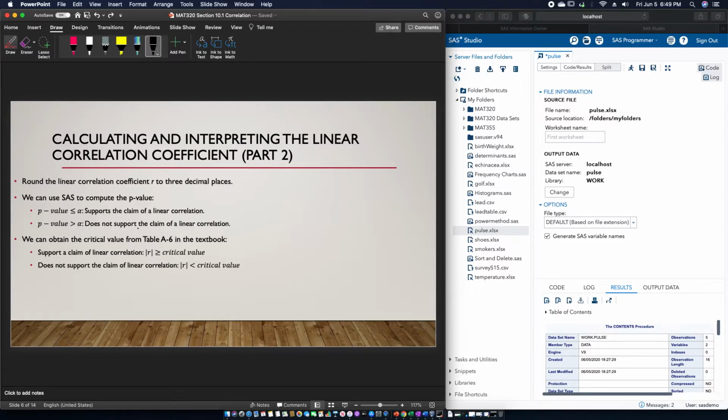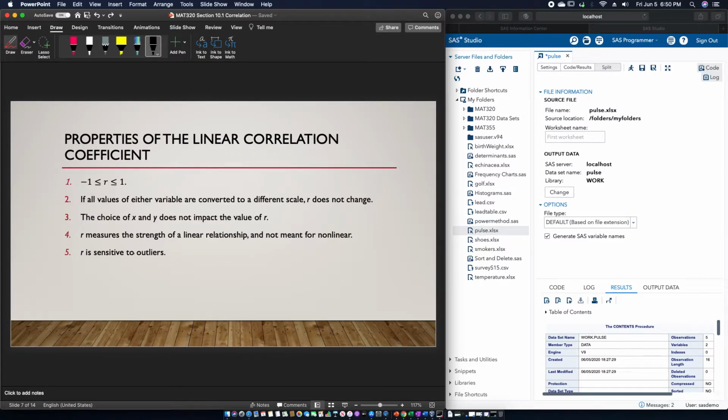decisions when we take the absolute value of the correlation coefficient. If the absolute value of that correlation coefficient is greater than or equal to the critical value, then we support a claim of linear correlation. Otherwise, if the absolute value of r is less than the critical value, then we do not support that claim of a linear correlation.